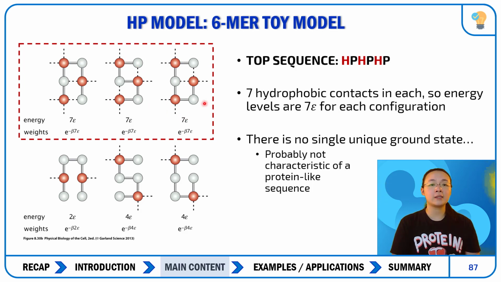So is there any unique ground state? All of them look the same: different structures, same energy cost. There's basically no one structure that stands out. So is this a protein-like sequence? The answer is no, because there are so many hydrophobic contacts that, number 1, it's already unfavorable, and number 2, they're all at the same energy level, so the protein probably will never be able to decide which structure is the best.